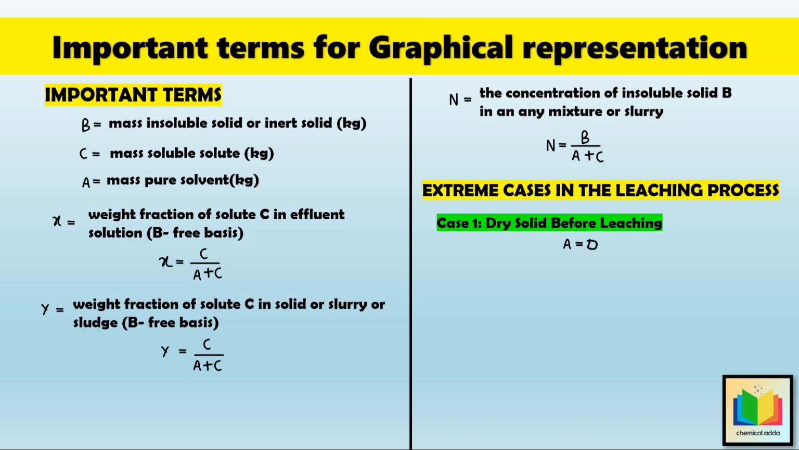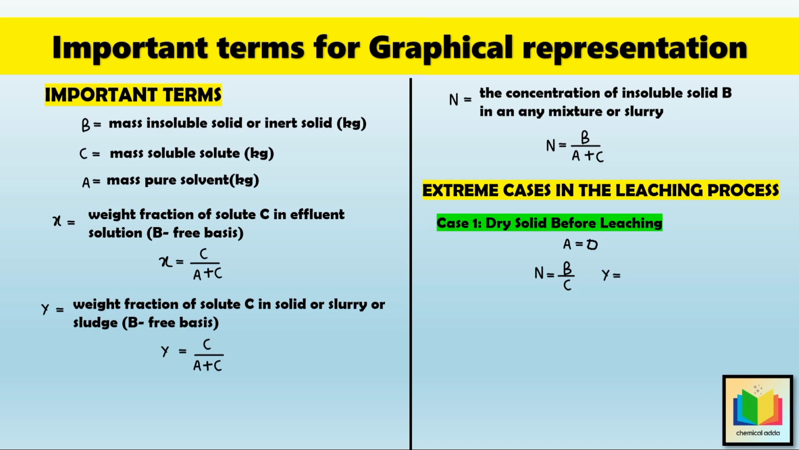And therefore, the denominator of formula of N will consist only of the mass of solute C. Hence we get N is equal to mass of B divided by mass of C. Again in this case, all the solute C in the system is present in the solid phase either as undissolved or adsorbed solute. Hence no solute is dissolved in the liquid because there is no liquid yet.